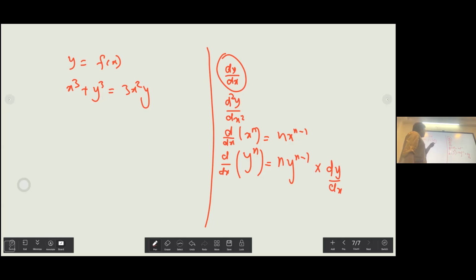Now, coming to this particular part, which is x cube plus y cube equals 3x squared y, let's begin the derivation. We are differentiating with respect to x. The derivative of x cube is 3x squared, plus the derivative of y cube, which is 3y squared into dy by dx. Whenever you're differentiating y, it is with respect to x, so it is dy by dx.